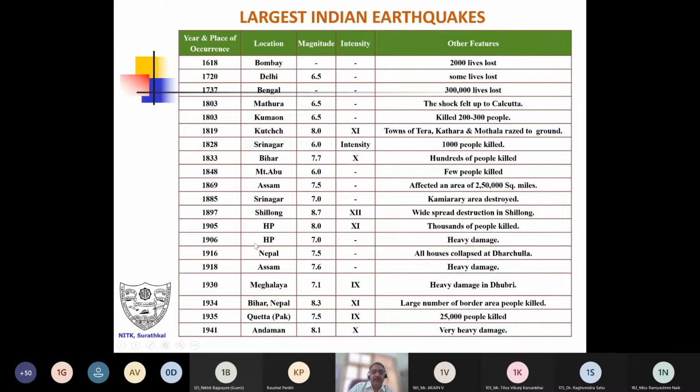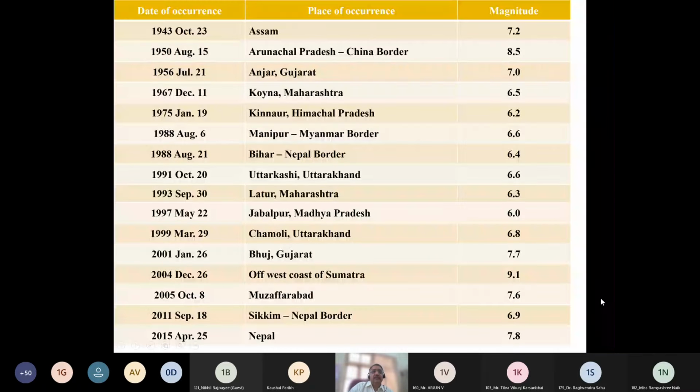Then 1905 Himachal Pradesh, magnitude 8, and so on. 1934 Bihar Nepal earthquake, magnitude 8.3. And if we look here, 1950 Arunachal Pradesh China border, magnitude 8.5. Then magnitude 6.8 Chamoli earthquake in Uttarakhand, 1999. And 1997 we had Jabalpur earthquake, 1993 Latur earthquake, 1991 Uttarkashi earthquake. In all these earthquakes, a lot of masonry structures got damaged.